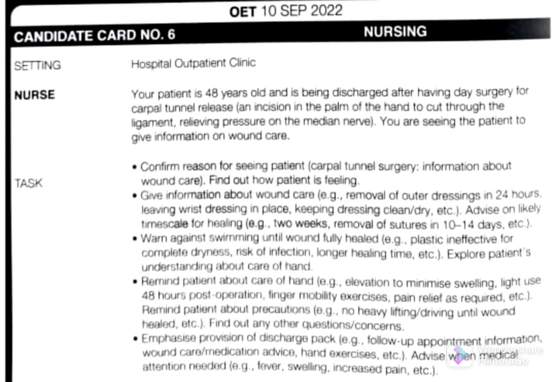How can we tell? For your further information, I would like to advise you to avoid swimming until your wound is completely healed, because the plastic is ineffective for complete dryness, and if you swim the moisture will be there inside and it will increase the risk of infection and lengthen the healing time also. So I'm strongly suggesting you to avoid swimming. I hope it's clear for you. And do you know anything regarding the care of your hand? Then the patient is telling that it is clear sister, but I don't know how to take care of my hand. No need to worry, Mr. John.